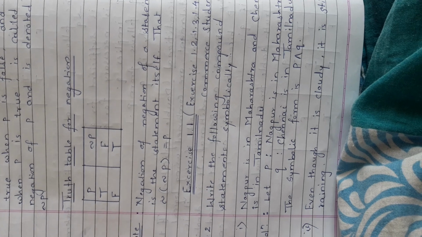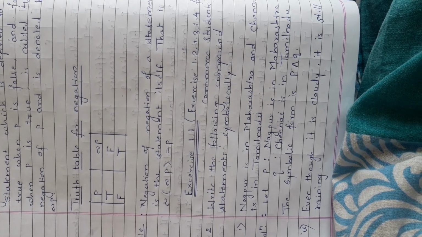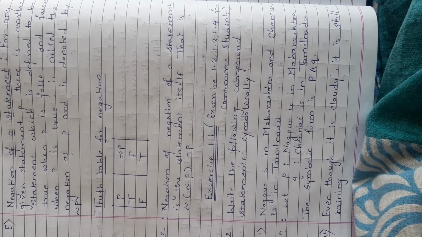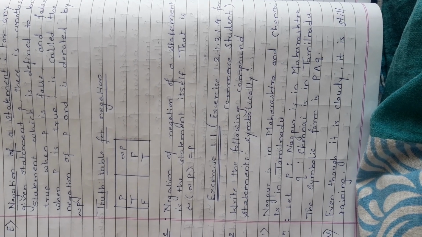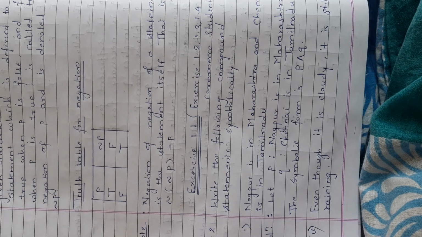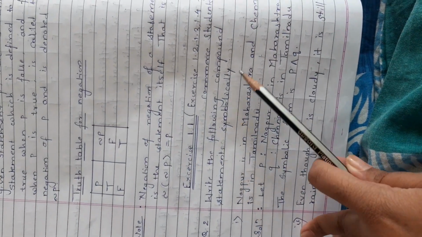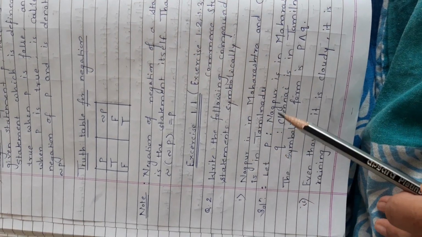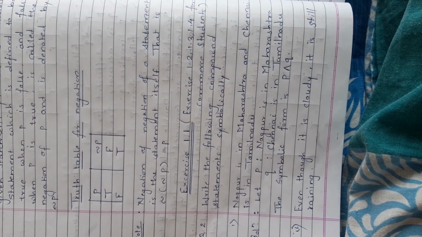Okay, so now exercise 1.1. For commerce students this is the combined exercise 1.2, 1.3 and 1.4, and for science it is exercise 1.1 question 2. Let us see what the question is. Write the following compound statements symbolically.